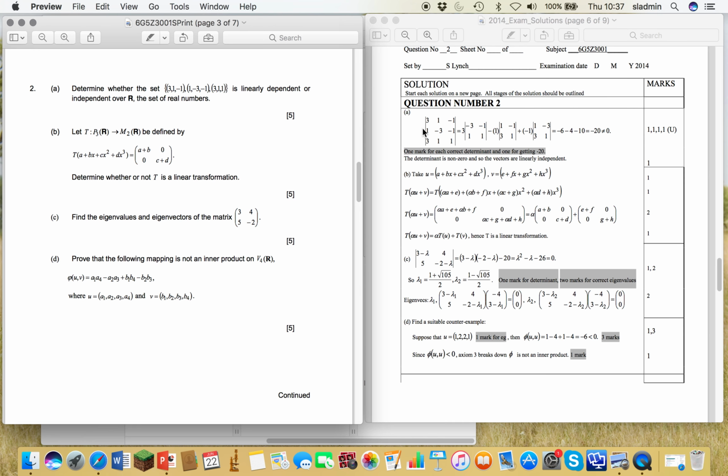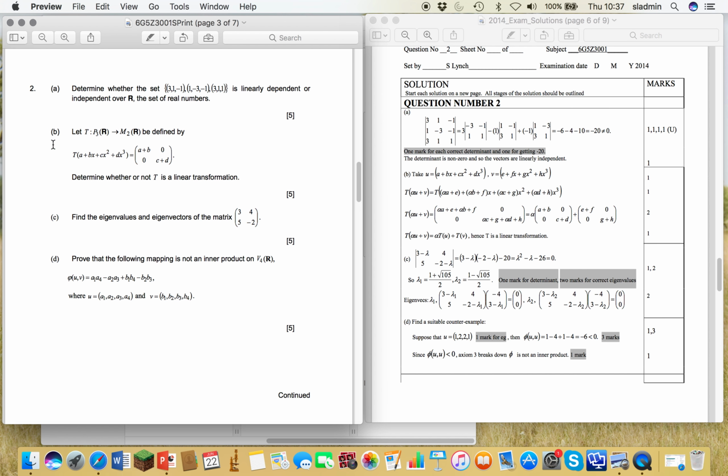So for 2 part A, we simply find the determinant of this matrix. These vectors give the rows of the matrix. We find the determinant, and you'll see it's minus 20, which is non-zero. And because the determinant is non-zero, these vectors are linearly independent.